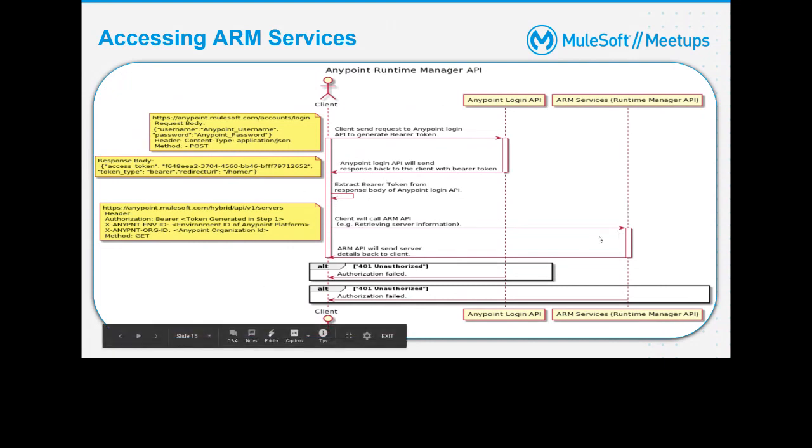Now the client will call the ARM API. In the ARM API, it will pass these three headers: authorization, X anypoint environment ID, and X anypoint org ID, and if everything is validated, it will return the required detail. In case anything goes wrong, it will say 401 unauthorized, 500 internal server error, or 400 bad request if the data is not fine. So let me show you.